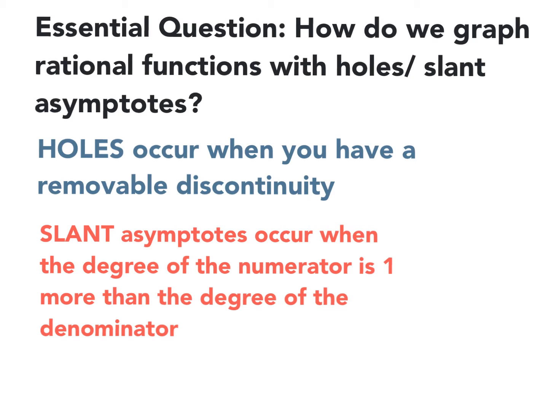How do we graph rational functions with holes or slant asymptotes? Well, holes occur whenever you have a removable discontinuity. We've talked about that before. And slant asymptotes occur when the degree of the numerator is one more than the degree of the denominator. And then we have to do some steps after that. So let's just jump into it.